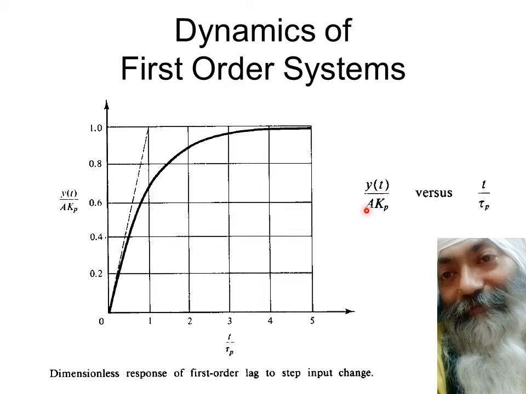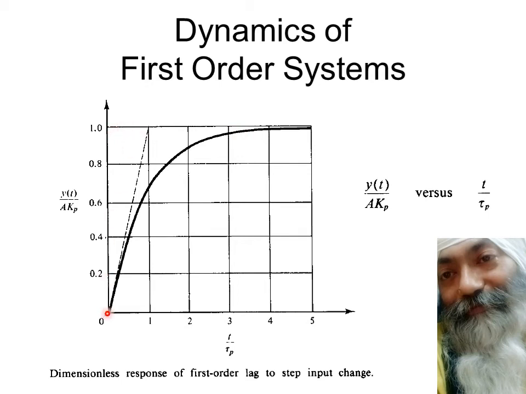There is not any other thing other than these three things which can be changed, and if you divide this by this and this by this, you will get a response which is universal. Universal means irrespective of whatsoever may be the value of A, whatsoever may be the value of Kp, whatsoever may be the value of tau p, it's going to be like this. It's going to saturate at 1 every time.